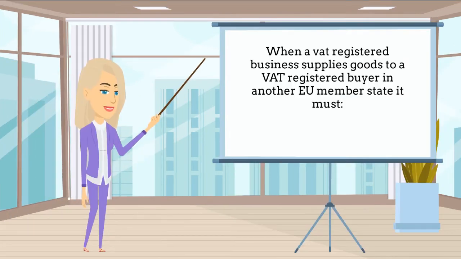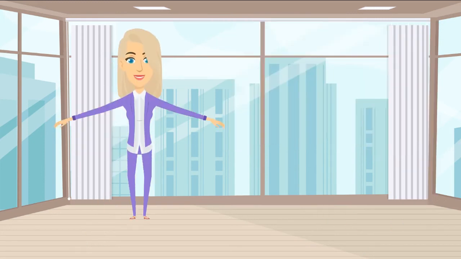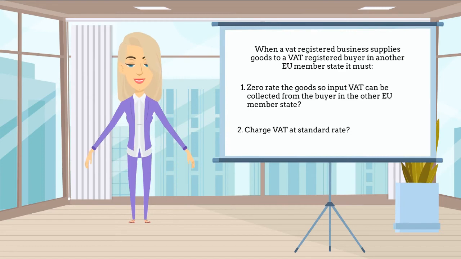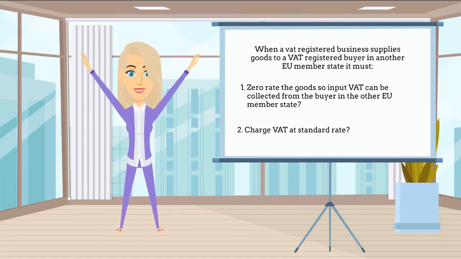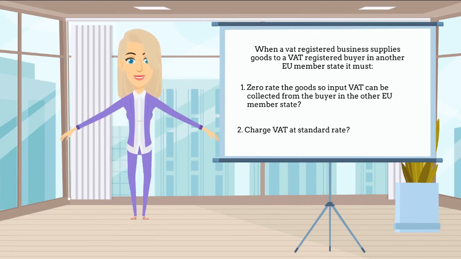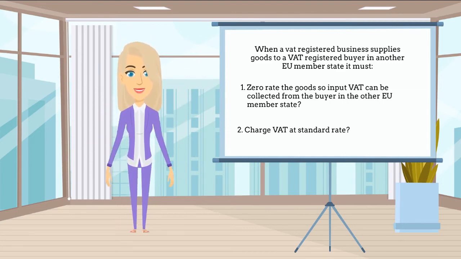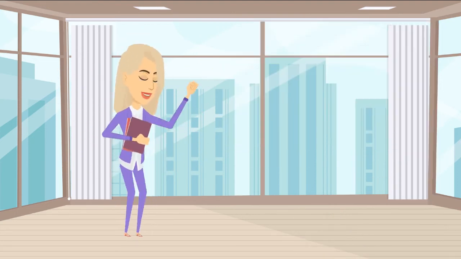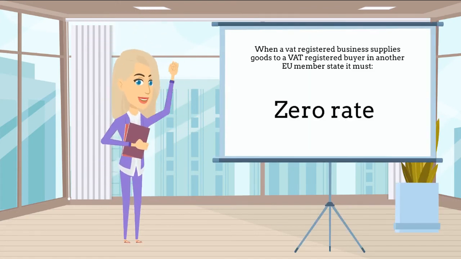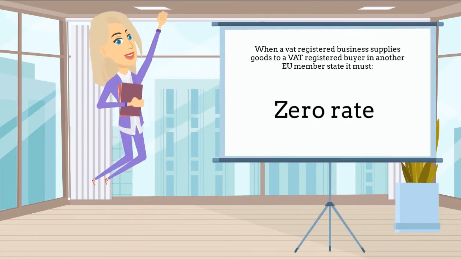So let's have a look at a few examples. When a VAT registered business supplies goods to another VAT registered buyer in another EU member state, must it either zero rate the goods, so input VAT can be collected from the buyer in the other EU member state, or should it charge VAT at a standard rate? The answer is that it must charge at a zero rate of VAT.